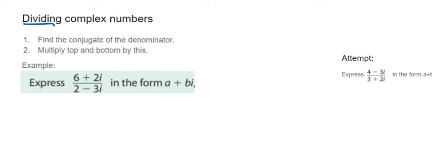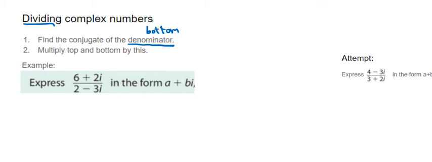So we've got two steps here. We're going to find the conjugate of the denominator, so always the denominator, and that's the number on the bottom, or the complex number on the bottom in this case. And then we're going to multiply top and bottom by this. So we're going to multiply top and bottom by the conjugate of the bottom.